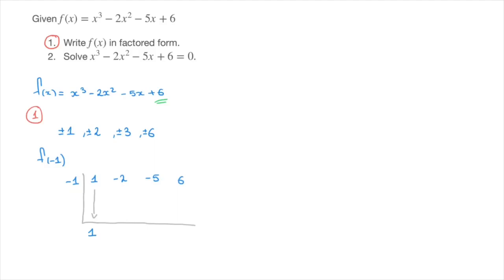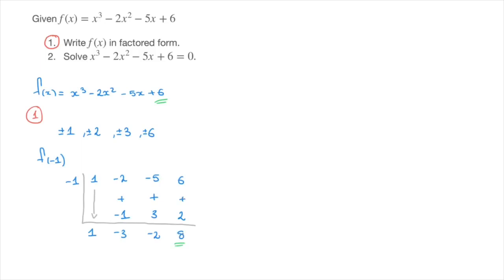1 times negative 1 equals negative 1. I add this negative 1 to the negative 2 above it. That's negative 2 plus negative 1, which equals negative 3. Now, negative 3 times negative 1 equals 3. I add this 3 to the negative 5 directly above it, so that's negative 5 plus 3, which equals negative 2. Now, negative 2 times negative 1 equals 2. I add this 2 to the 6 above it, that's 6 plus 2, which equals 8.